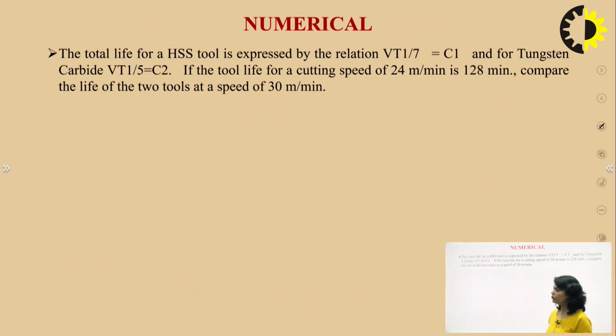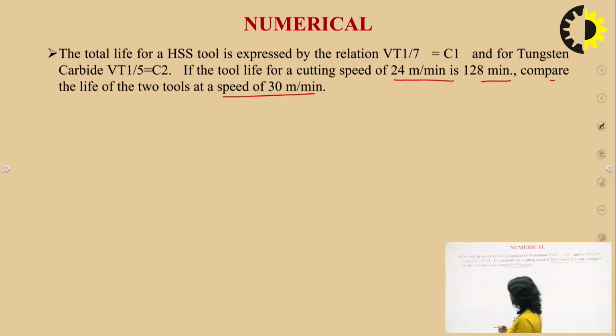Now we will see one problem which is based on the tool life. The problem is: the total life of an HSS tool is expressed by the relation V into T to the power 1 by 7 is equal to C1, and for tungsten carbide, the tool life equation is given. If the tool life for a cutting speed of 24 meter per minute is 128 minutes, compare the life of the two tools at a speed of 30 meter per minute.